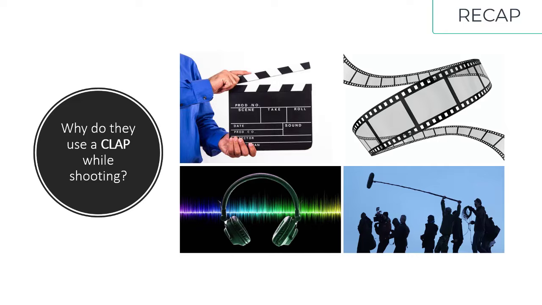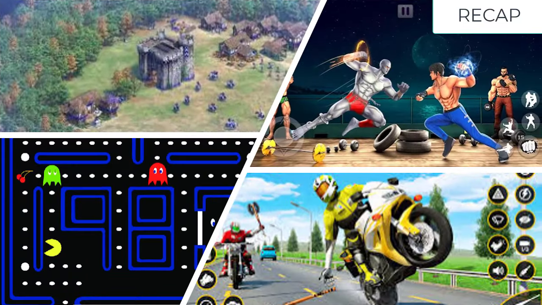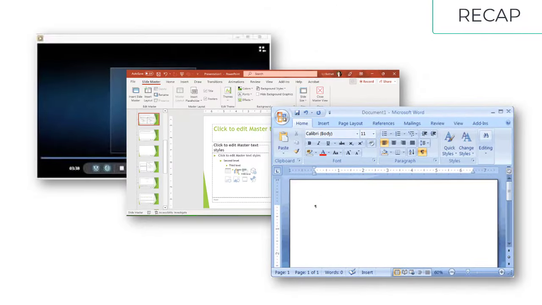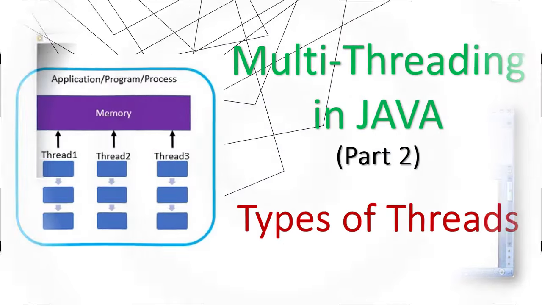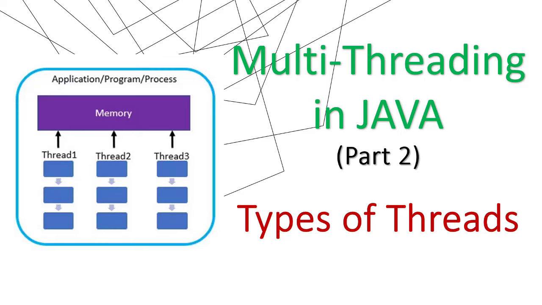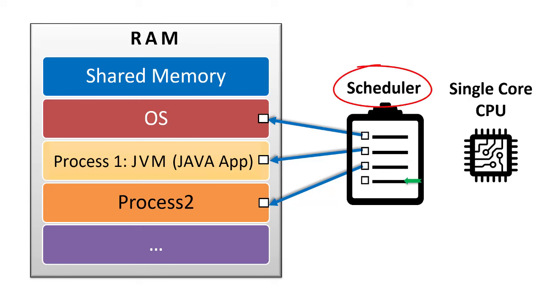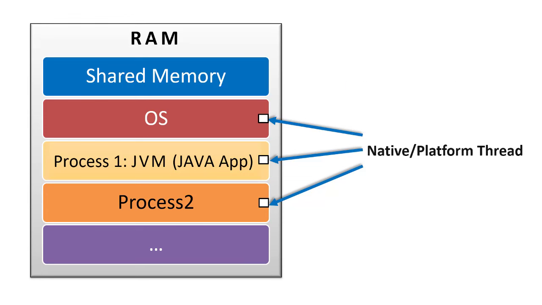In the last episode, we learned the concept of multitasking, multiprocessing, multithreading with some very interesting use cases. This is the second part of the tutorial series on multithreading in Java. I hope you have watched my operating system tutorial where I have explained the role of the scheduler in achieving multitasking. The scheduler implements strategies like time slicing and preempting. Every runnable process is allocated a platform thread, which is known as a native thread.